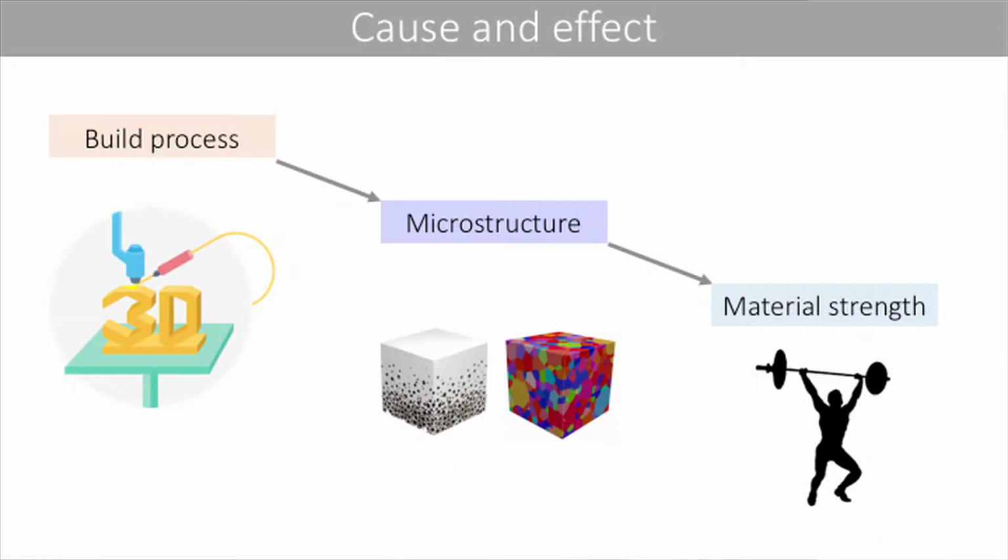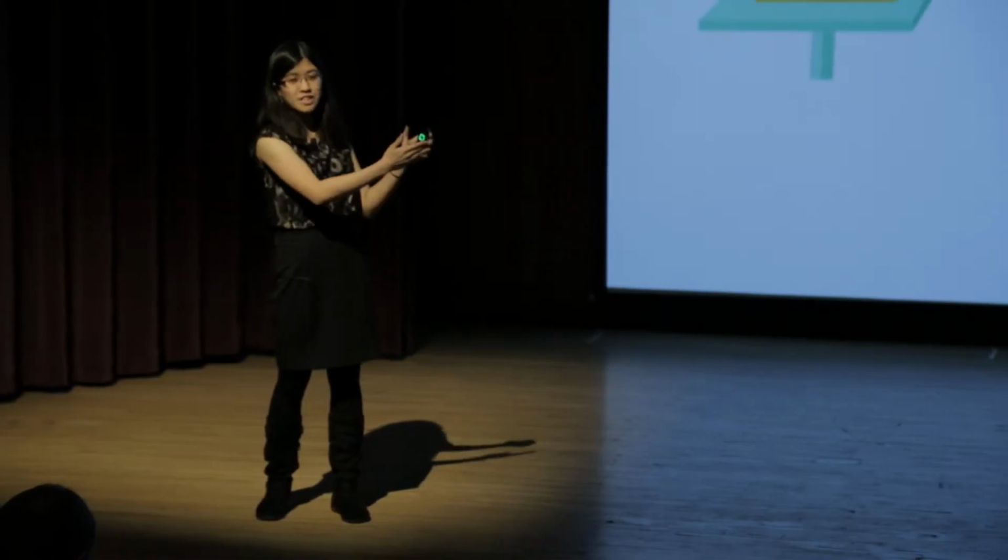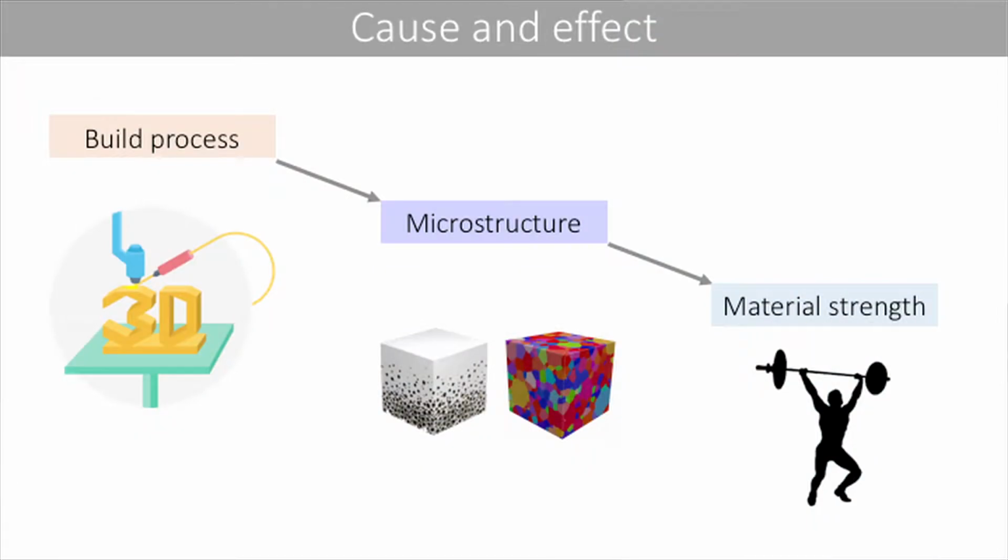And why is that? To understand it, you have to go back to material science. One of the core ideas of material science is that this is a matter of cause and effect. The cause is the build process, or how you make the material. And the result is your material properties, such as strength, ductility, how it fractures, and so on. The link between them is the microstructure.